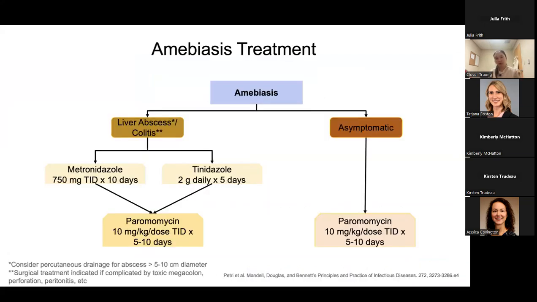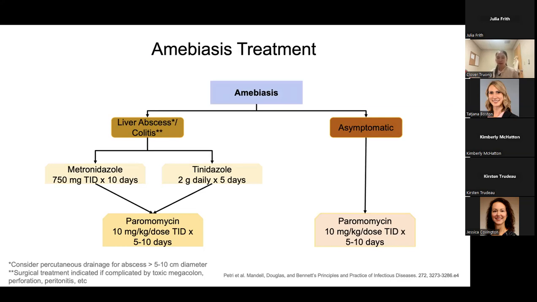So how do we treat amoebiasis? It depends on whether or not the patient has symptoms. If the patient is asymptomatic, it's recommended that we only give them luminal agents like paromomycin, just to make sure they will not pass on the infection to other people. If they have liver abscesses or colitis, we have to give them systemic agents like metronidazole or tinidazole, followed by a luminal agent like paromomycin.